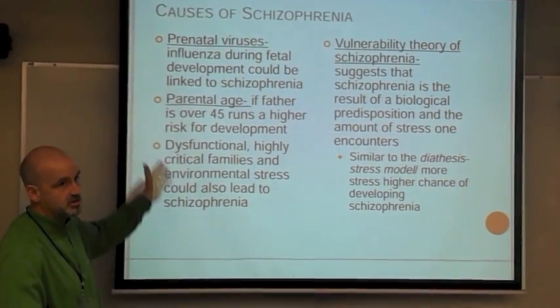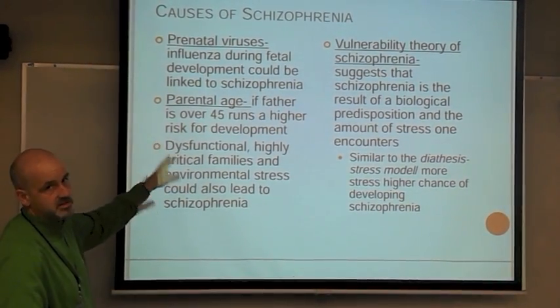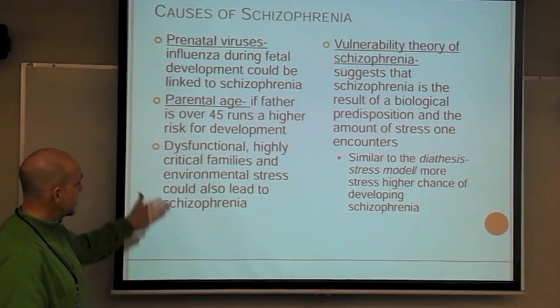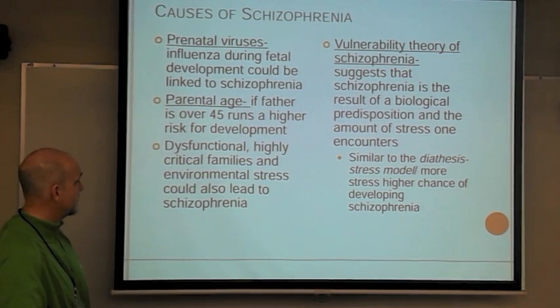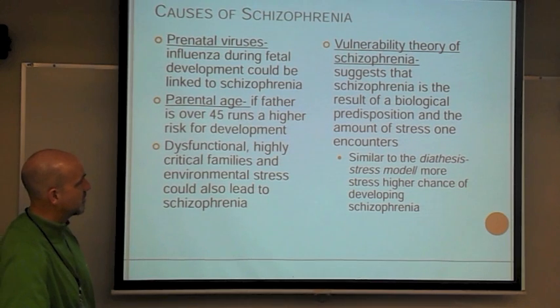Now again, this is correlational. Correlational means there's a relationship. It doesn't exactly mean cause and effect. Then you have, obviously, dysfunctional or highly critical families. Environmental stress can also play a role.